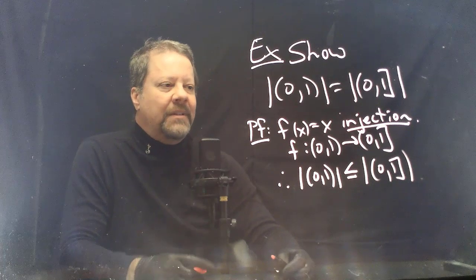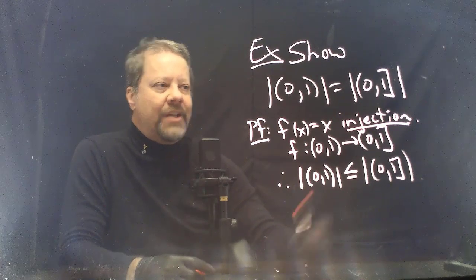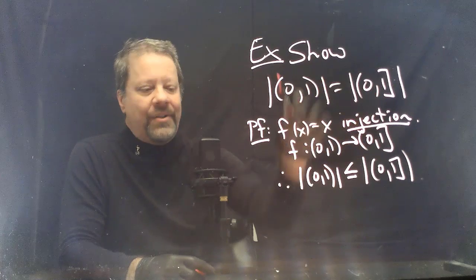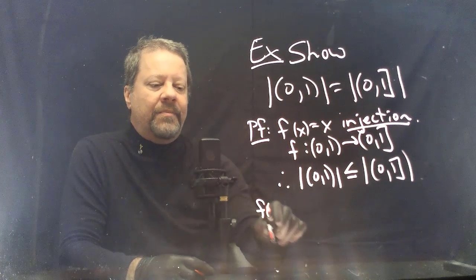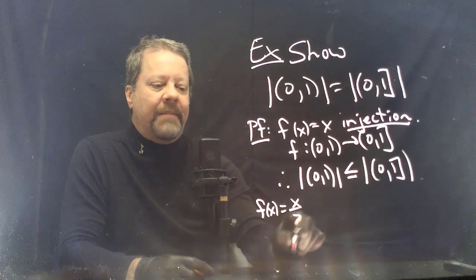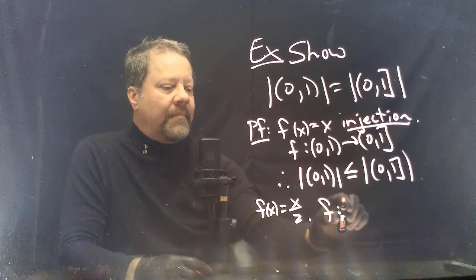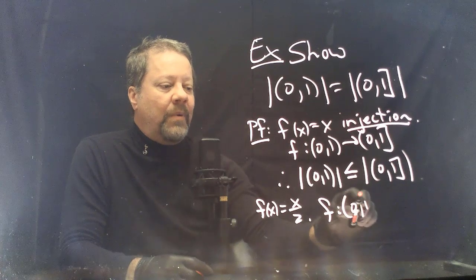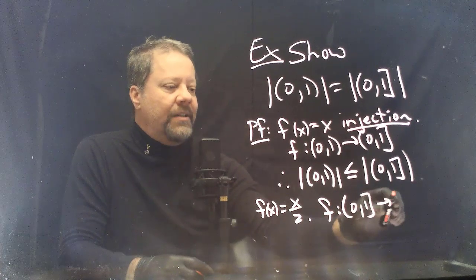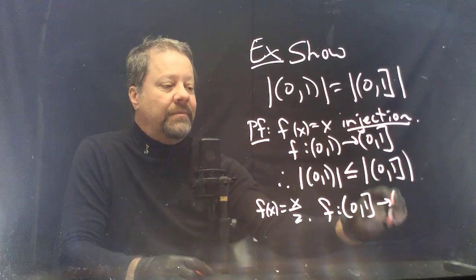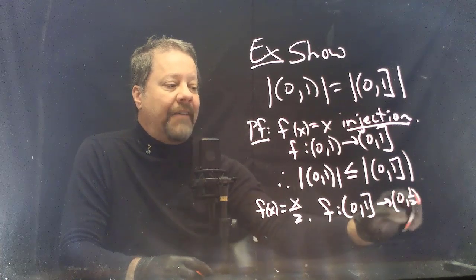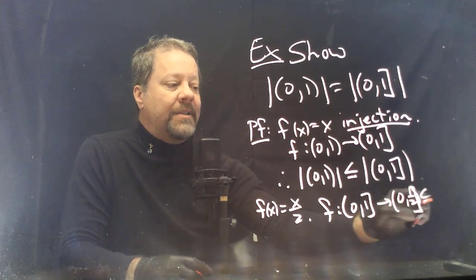Now, all that's required is to get an injection from this set into this set. So let f of x be x divided by 2. Then this maps (0, 1] into, well, it maps it onto (0, 1/2], which is a subset of (0, 1).